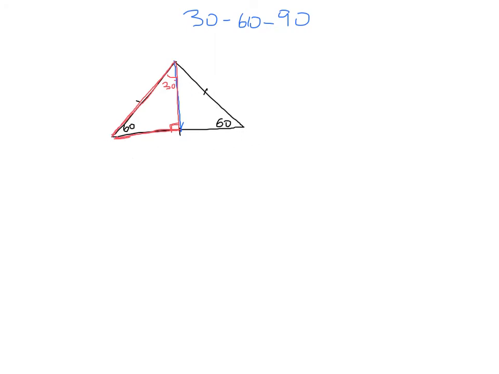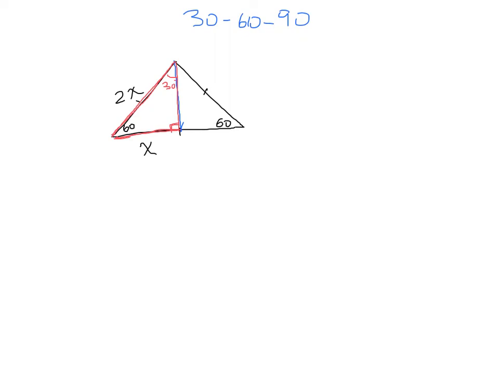Alright, so let's say our shortest side is x. Well, remember that our shortest side was a long side cut in half. So that means the longest side, this whole thing, is 2x, which means that this whole thing will also be 2x. So the hypotenuse length of our 30, 60, 90 will be twice the shortest length.